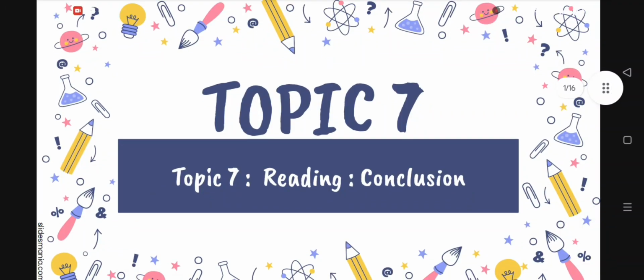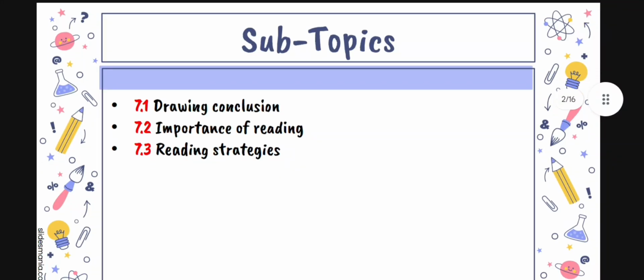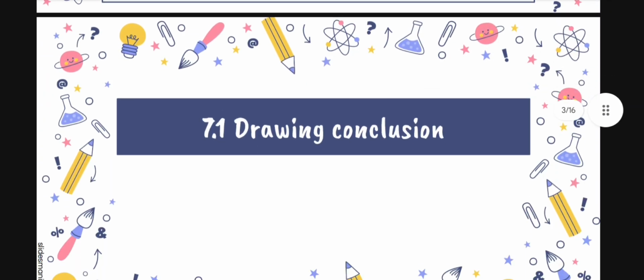Okay, hello everyone. Today we are going to talk about topic 7, reading conclusion. These are the subtopics for 7.1, 7.2, and 7.3.